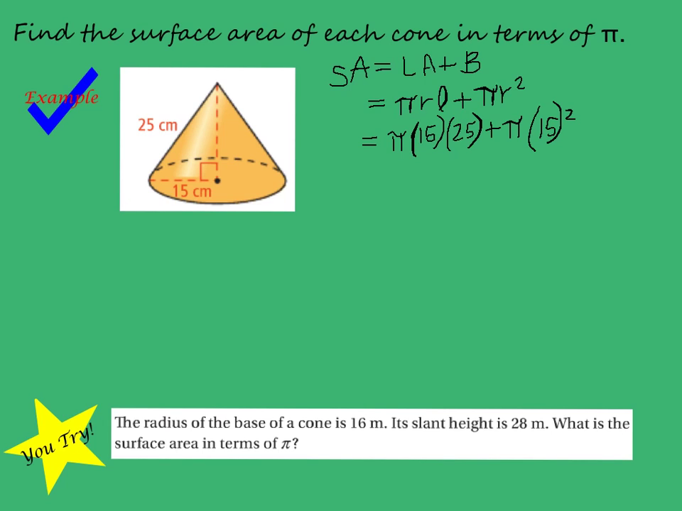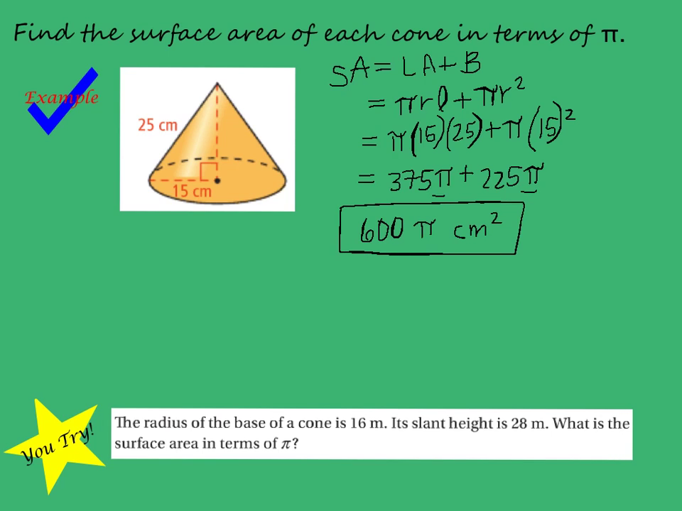So now all I need to do is calculate this. So you can take out your calculator, or we just say 15 times 25, and we get 375 pi, plus 15 squared is 225, again pi, and we want to keep it in terms of pi. So these are like terms that have pi and pi, so you keep the pi, and you just add 375 plus 225, and we get 600. And this is centimeters squared. So our answer, our surface area, is 600 pi centimeters squared.